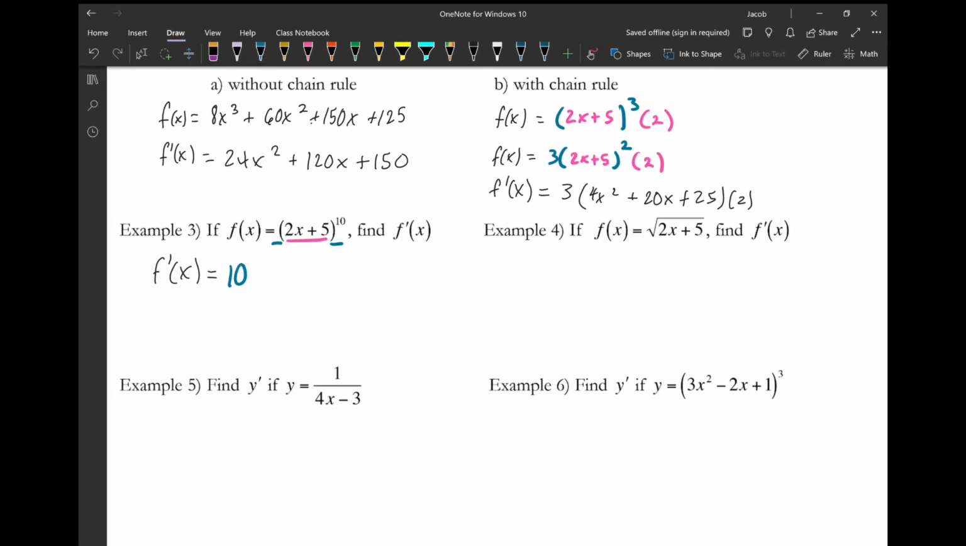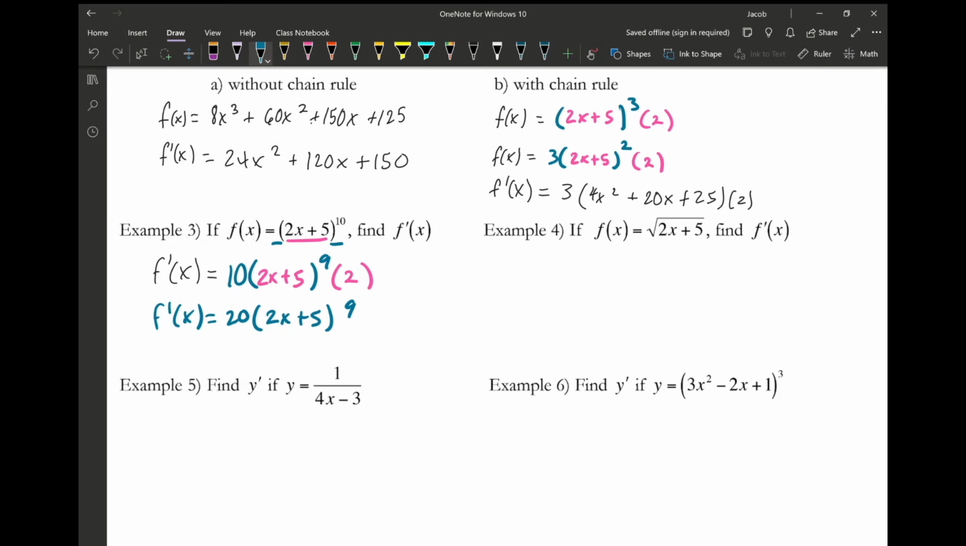So 10 to the 9th, 10 pink thing, so 2x plus 5 to the 9th, and then times the derivative of the inside, so times 2. Luckily, we're using the same inside function every time, so we can see how that remains the same. And at this point, the only thing we can really do to make this look better is just say that it's 20 times 2x plus 5 to the 9th. So that's f prime of x.